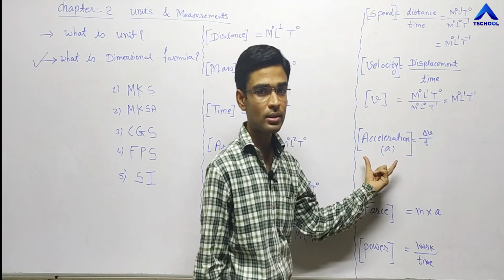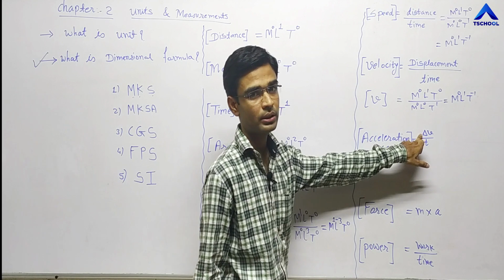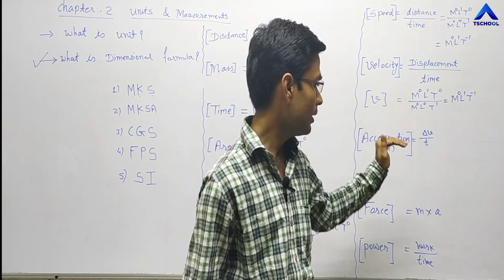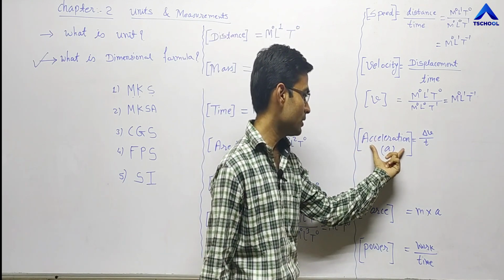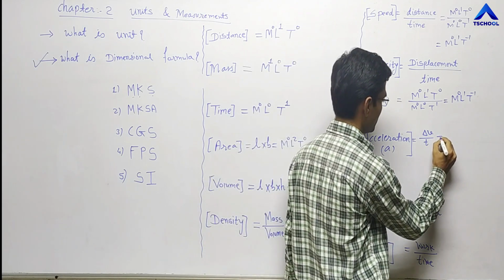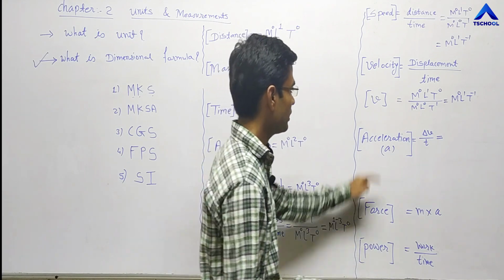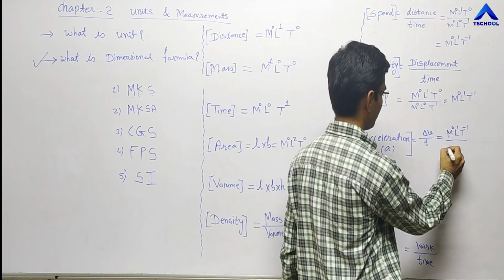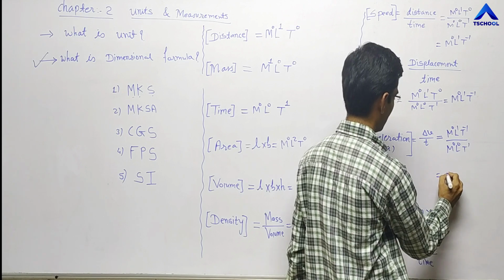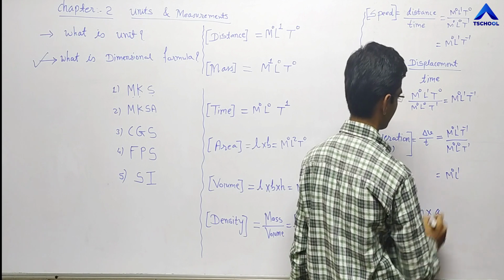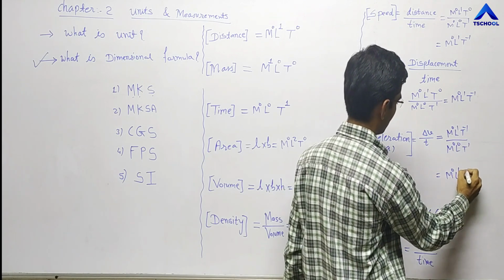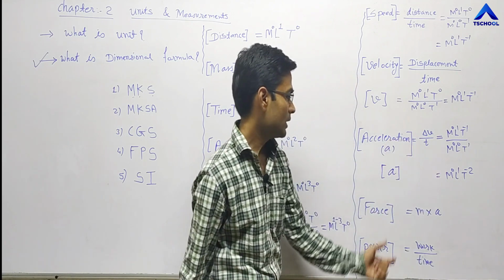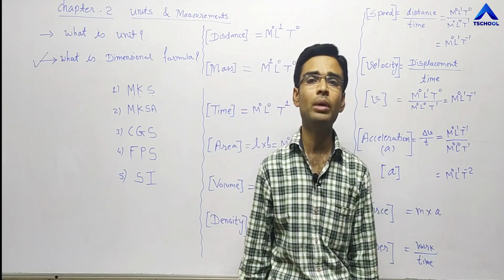Next, the dimensional formula of acceleration. Acceleration means change in velocity divided by time. Delta represents change, and v means velocity. Acceleration is represented by small a in physics. The dimensional formula of velocity is M0 L1 T minus 1, divided by the dimensional formula of time, M0 L0 T1, which gives T minus 2. So the dimensional formula of acceleration, represented by small a, is M0 L1 T minus 2.